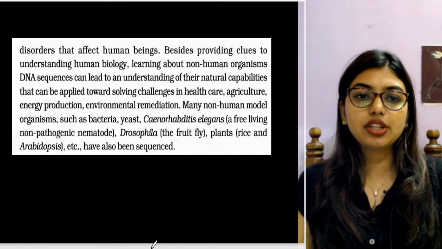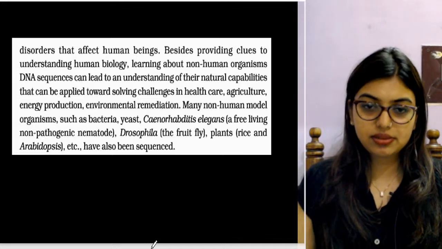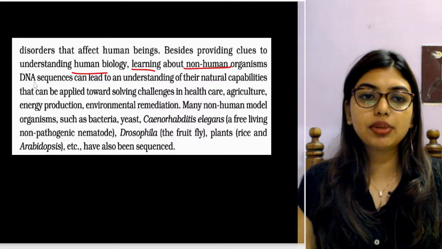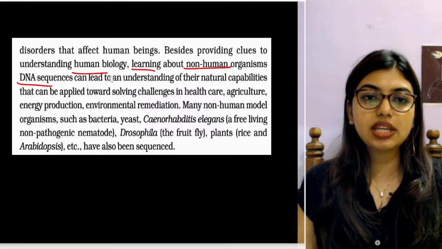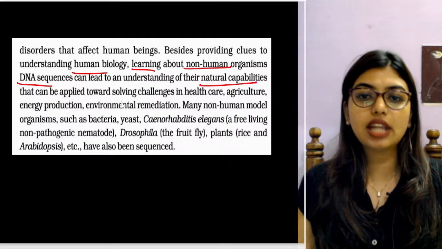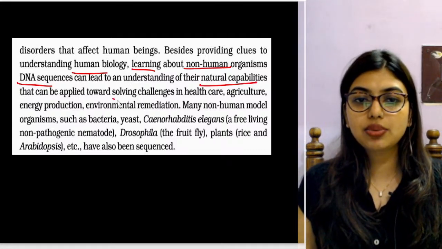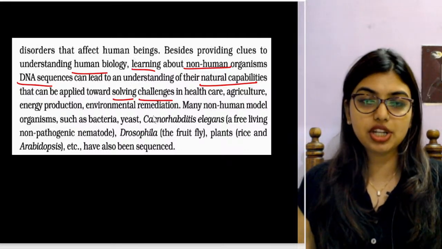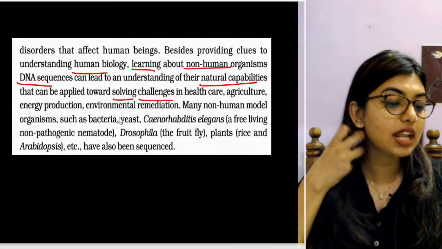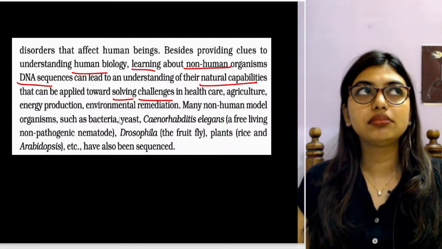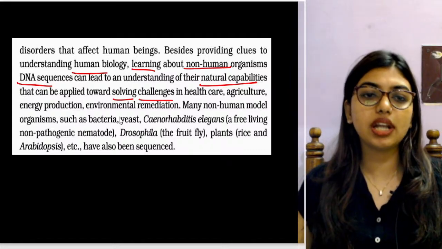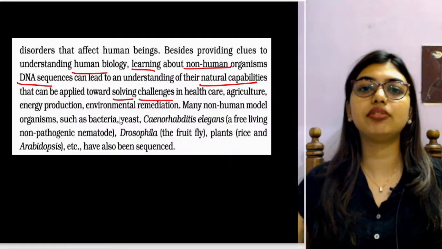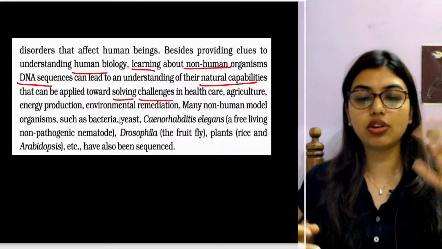See, besides providing clues to understanding human biology, learning about non-human organisms' DNA sequence can lead to an understanding of their natural abilities that can be applied towards solving challenges in healthcare, agriculture, energy production, and environmental remediation. That's what I told you. It was not just about saying, okay, I will just store this data and keep on storing this data, and spend a lot of money where different countries are coming in. That was not the thing.